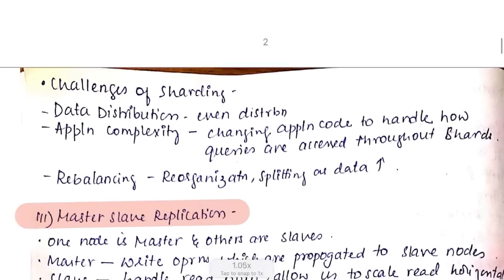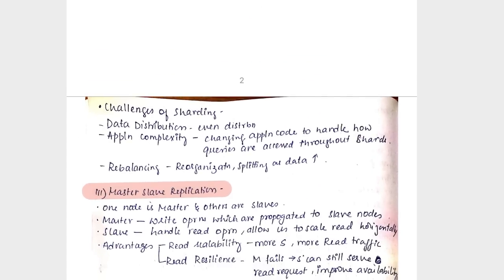Next, we have the challenges which we face during sharding. The first one is data distribution. Here we have to ensure that data is evenly distributed among the nodes. So even distribution should happen. That is one of the initial challenges.